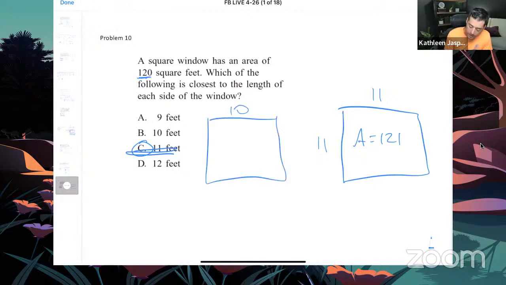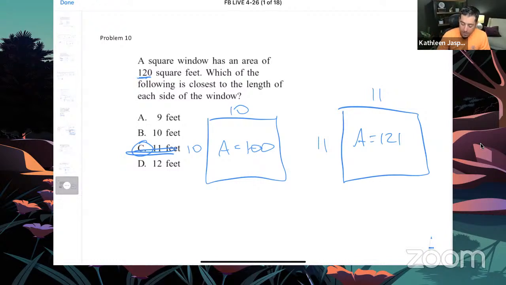Because if I did 10 and 10, 10 and 10 give me an area of 100. Which one is closest to 120? Now remember, it's 120 without going over because we have a physical window here. Okay, we can't just estimate it up and say, it's close enough. It's just an extra square foot.